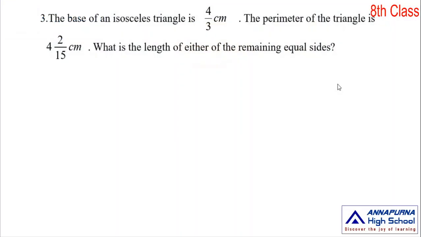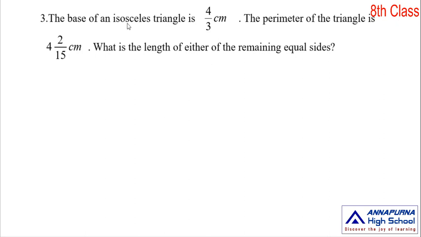See the third one. The third question is: the base of an isosceles triangle is 4/3 centimeters. The perimeter of the triangle is 4 2/15 centimeters. What is the length of either of the remaining equal sides?